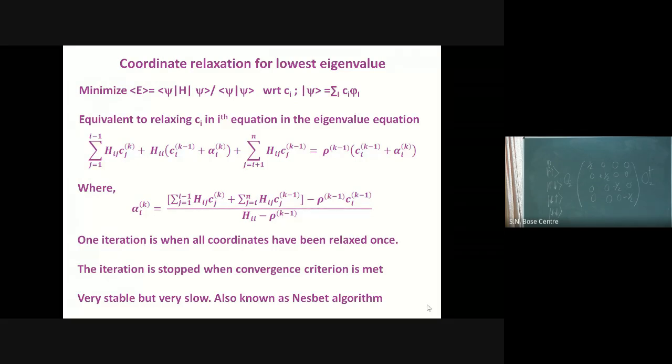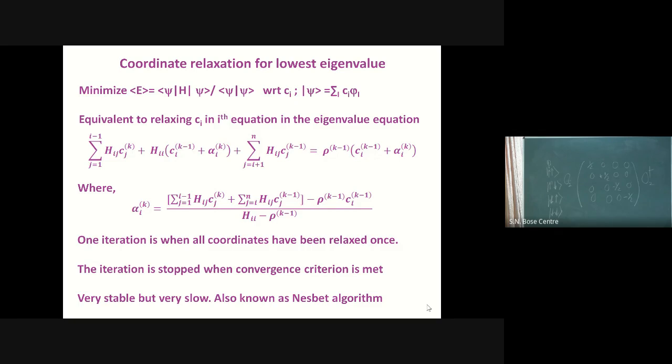Okay, so it's very simple. Look at the ith equation. If you have a random vector that you have chosen as the eigenvector and it is not really an eigenvector, the left-hand side is not equal to the right-hand side. So you want to make the left-hand side equal to the right-hand side. So what you do is you take the ith equation, change the ith component of the vector by adding some alpha_i, and ensure that the left-hand side and right-hand side are equal.